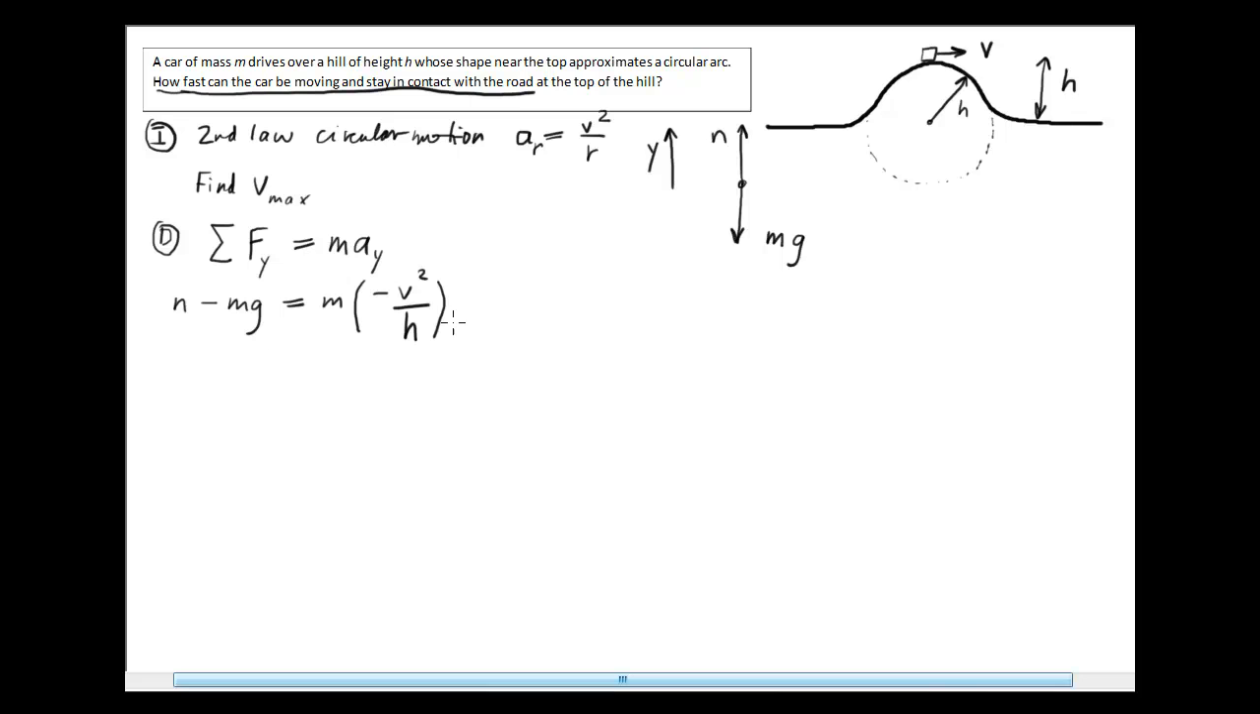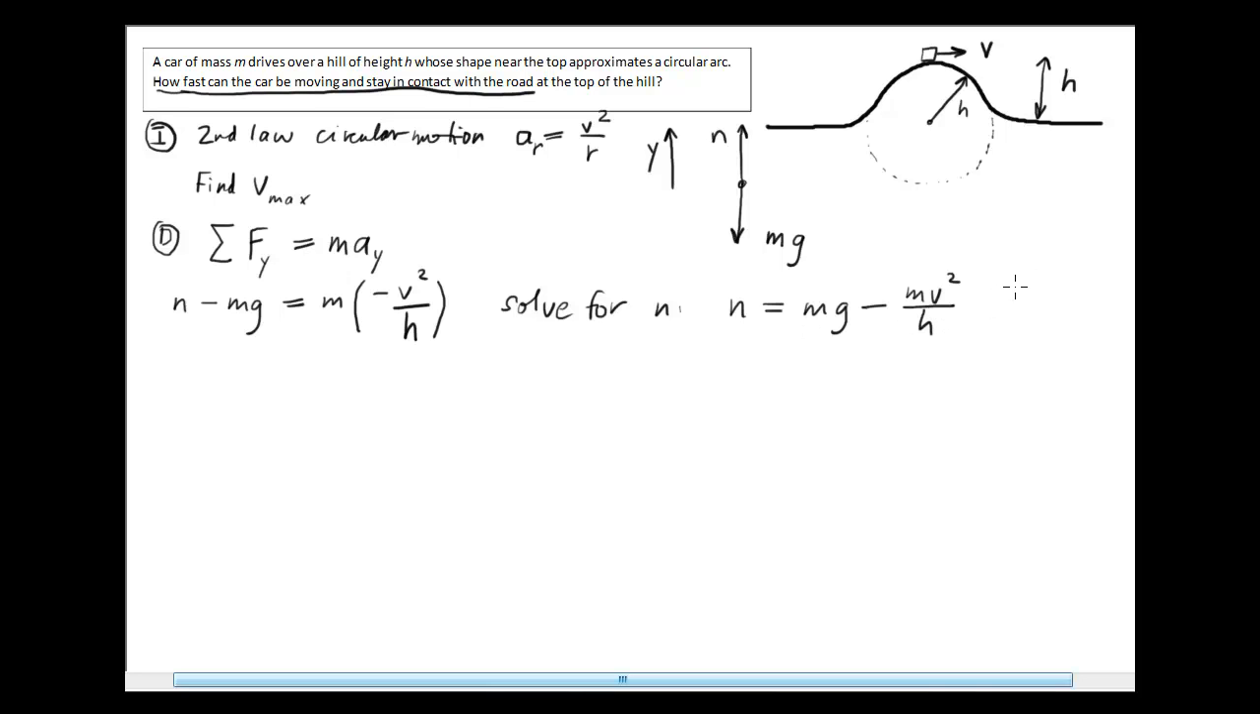So now we see that there's a relationship between the normal force and the velocity. And let me just solve for the normal force. Solve for n here. I'm going to add mg to both sides. So n equals mg minus mv squared over h.